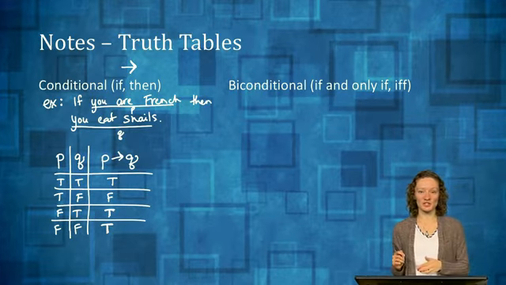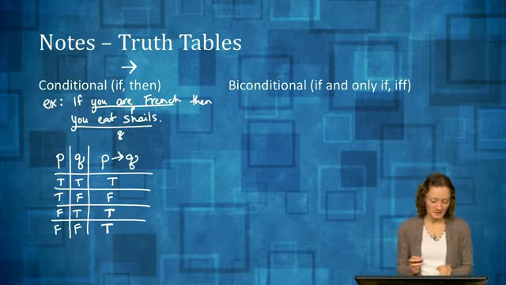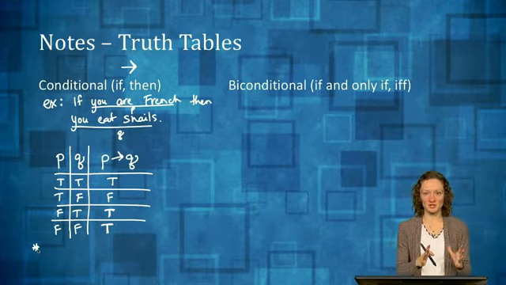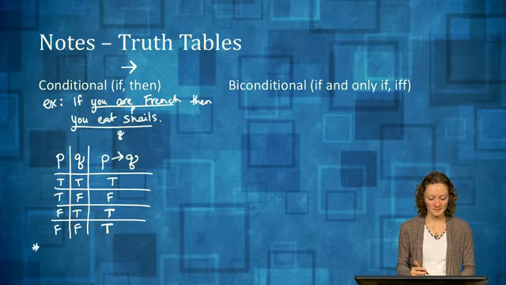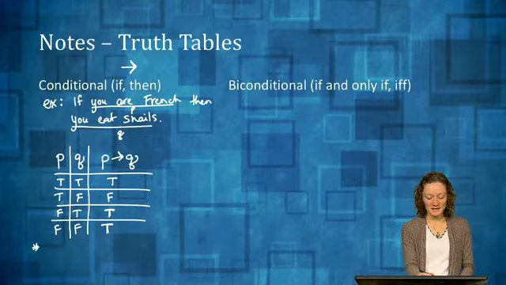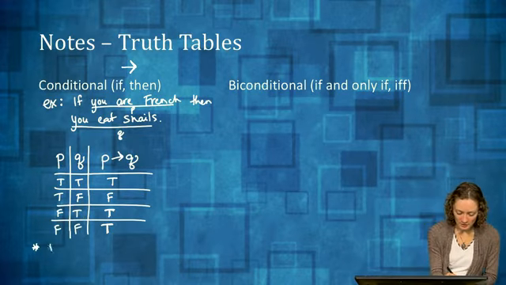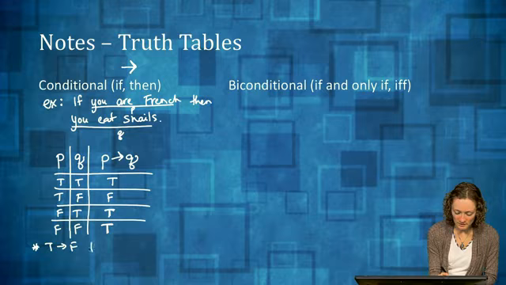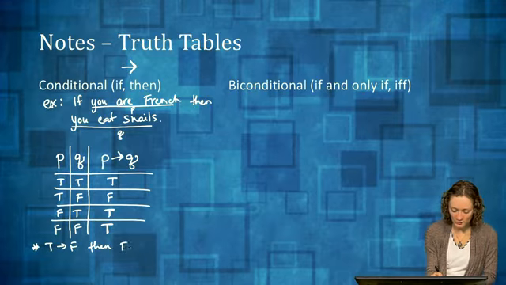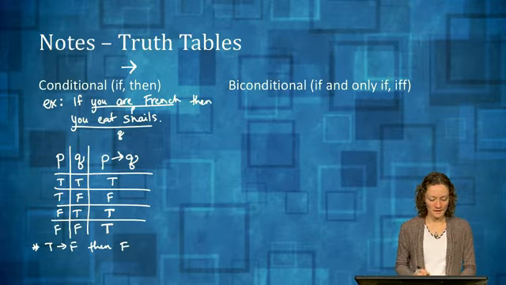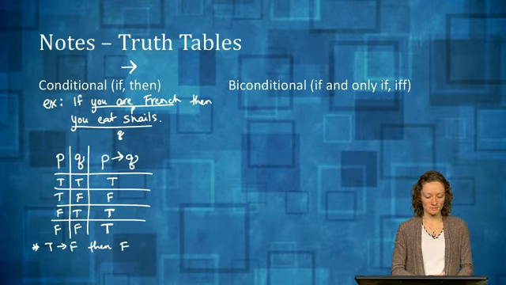Just as we did for conjunction and disjunction, let's come up with a basic summary of this. So what is one way you could summarize this? What's special about this table? Besides that it's complicated, I would say the one that sticks out to me and the way I'll summarize it is that it's only false when true leads to false. So if true leads to false, then it's false. Everything else is true for a conditional.